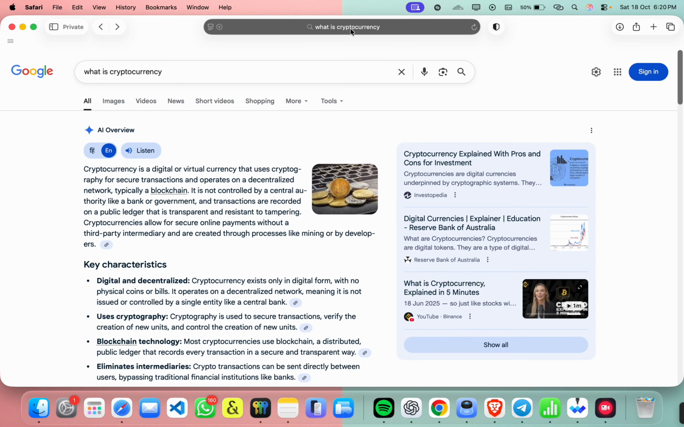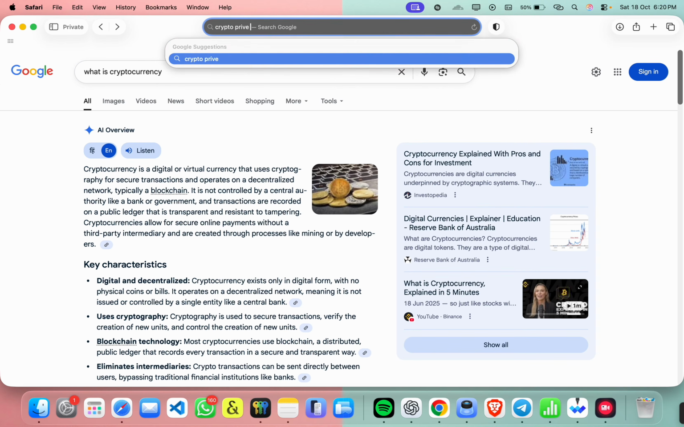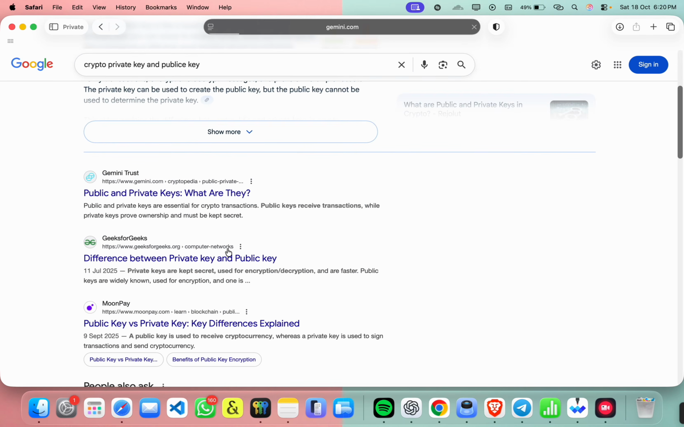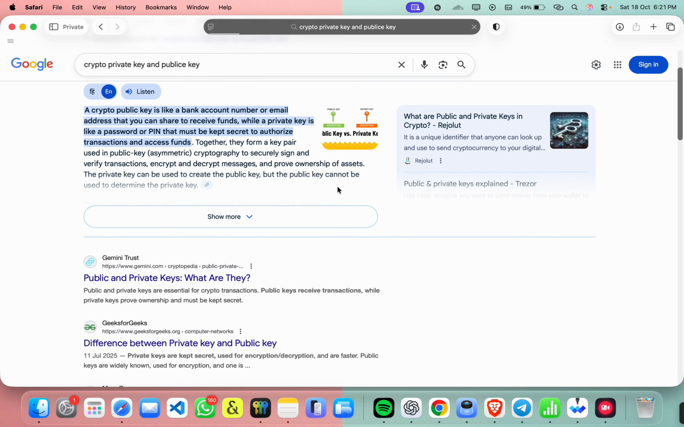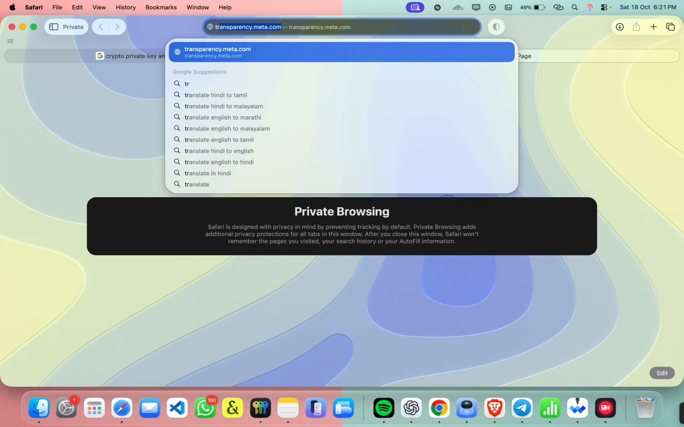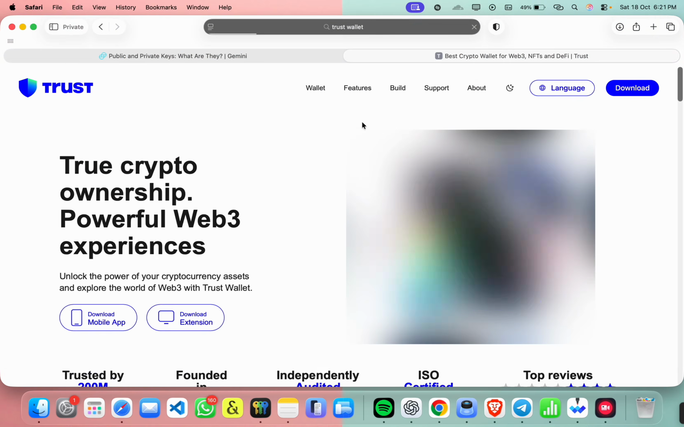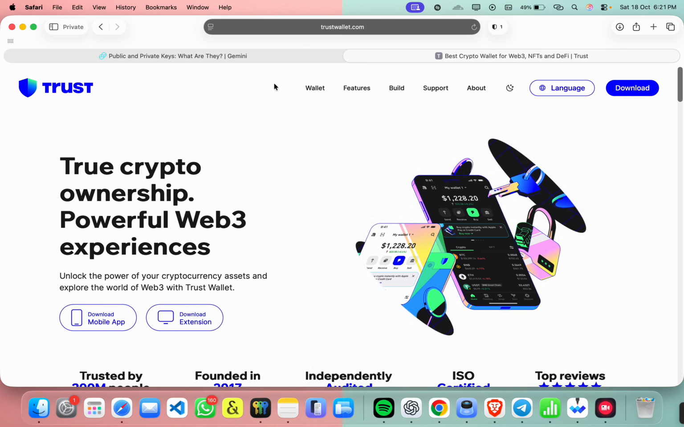So friends, let me tell you first the difference between private key and public key, okay. So if you search crypto, private key and public key, okay, if I open this website Gemini Trust. So guys, basically when you create a crypto wallet, okay, for example you are creating your wallet on Trust Wallet. So this is a crypto wallet, okay. Here app is also available, website is also available, and extension is also available there, okay. So you can create your wallet here, okay.